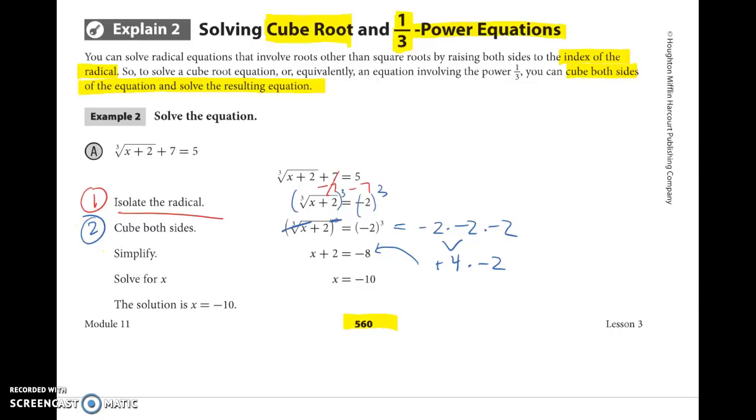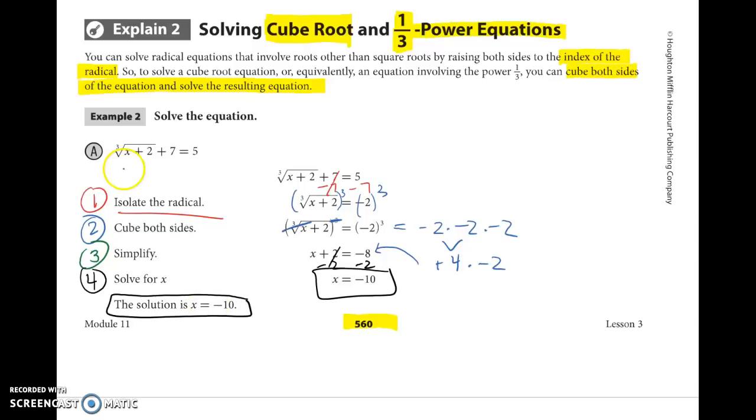+4 times a -2, and that's how they got the -8. And then after I simplify, which is what I did right here, I'm going to then solve for x. So to solve for x, I subtract 2 from both sides, and I get that x equals -10. And so our solution here is x equals -10.